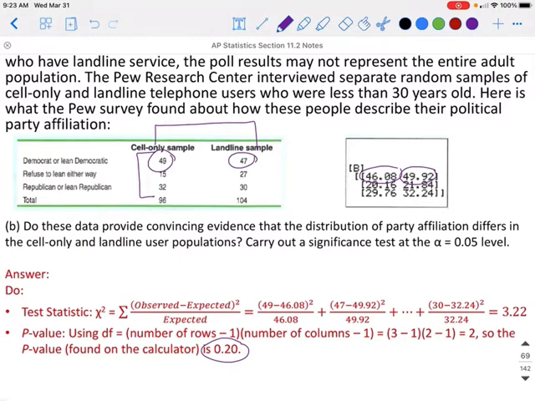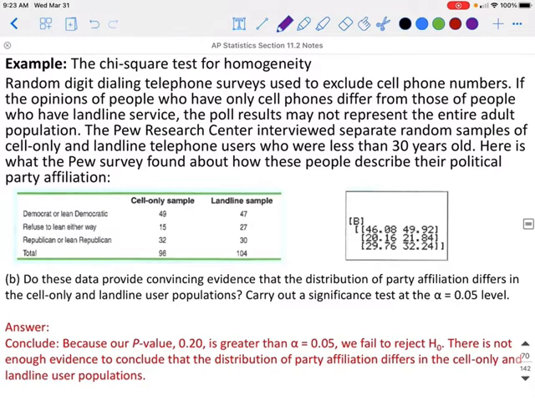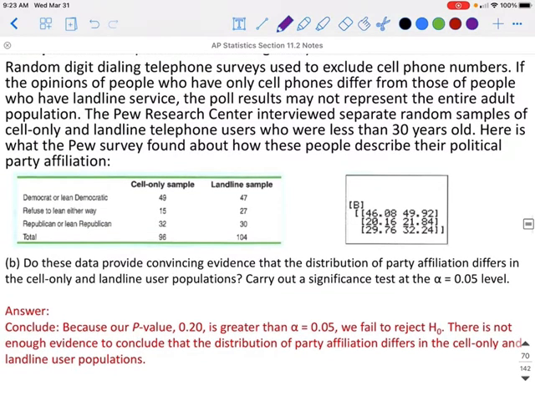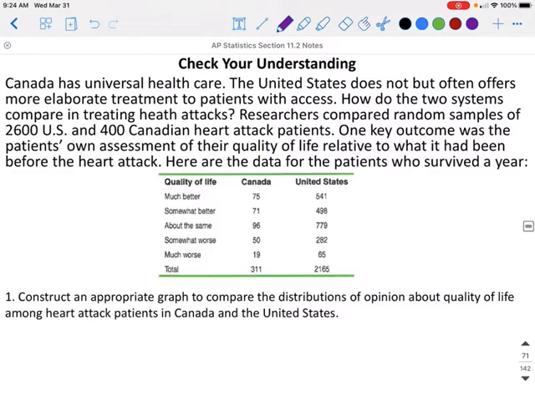So the last thing we need to do is write our conclusion on this. Because our p-value of 0.20 is greater than our alpha level of 0.05, we fail to reject the null hypothesis. There is not enough evidence to conclude that the distribution of party affiliation differs in cell phone only and landline user populations. So let's check our understanding.